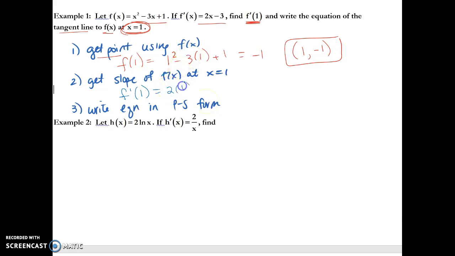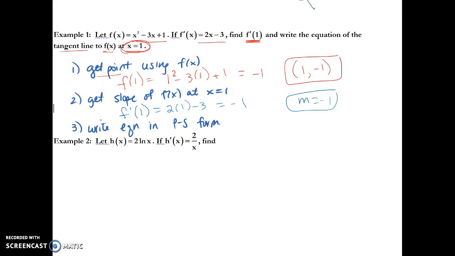So I'll have 2 times 1 minus 3, which ironically also gives me negative 1. That's a coincidence that does not always happen. So now I have a point and I have a slope. And then lastly, I'm going to go ahead and write my equation using slope-intercept form.